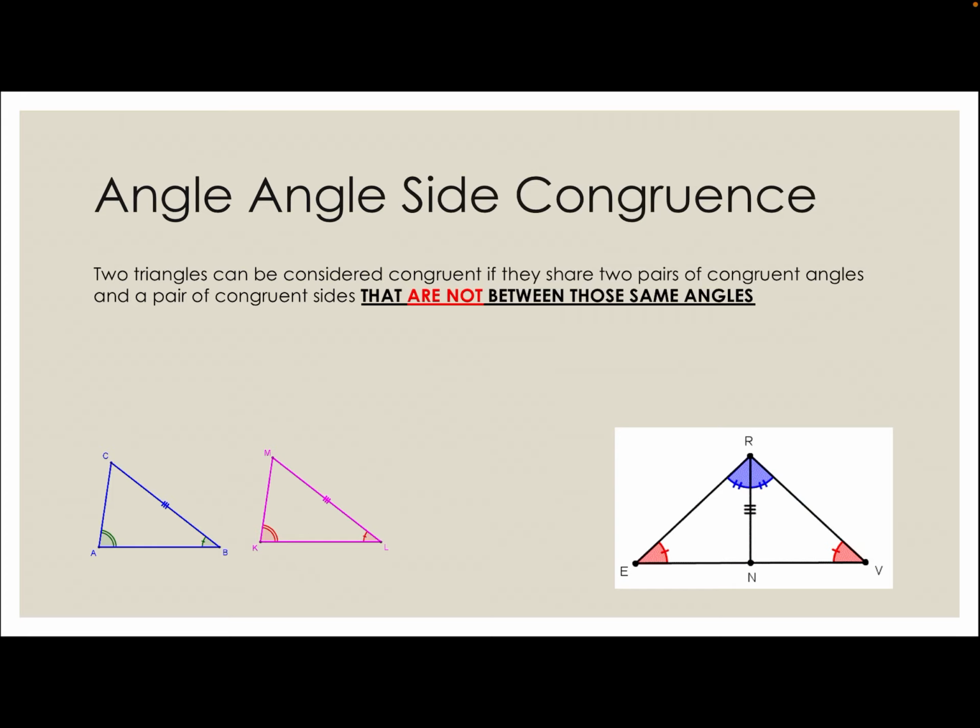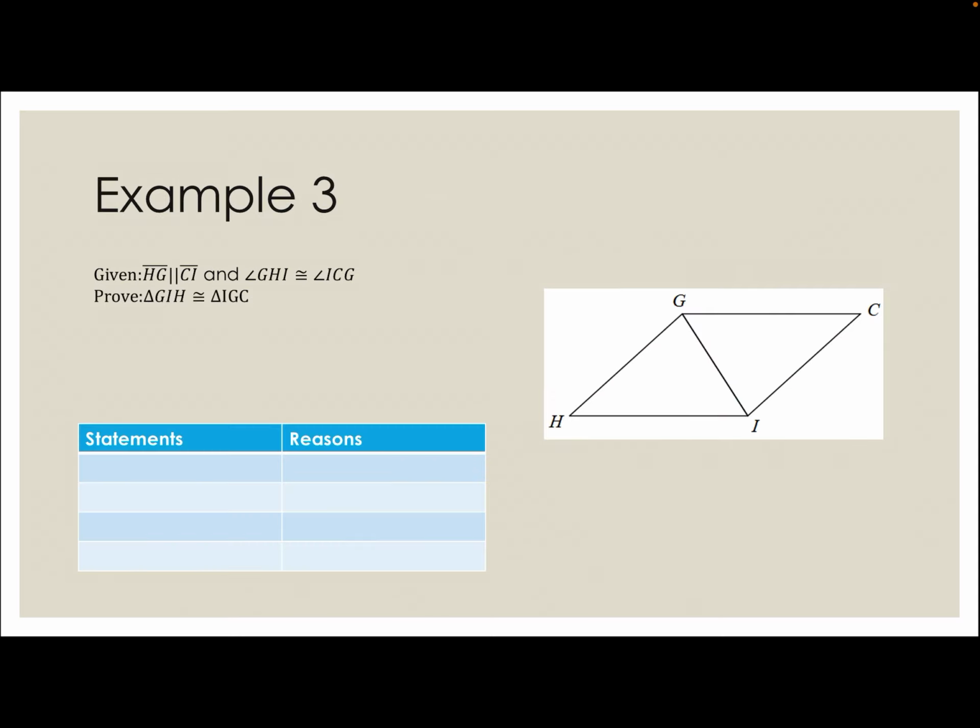Next, we have angle side congruence. And that's going to be when we have two angles congruent and the side is not between those two angles. So we have an angle, and we have a side. And notice the side is not between the two angles. Same thing here. We have an angle, and that side that's marked congruent is not between those angles.